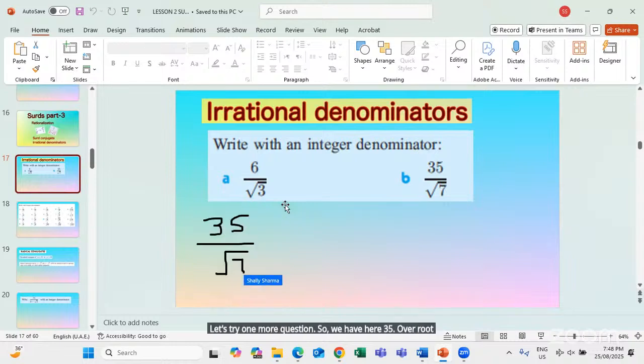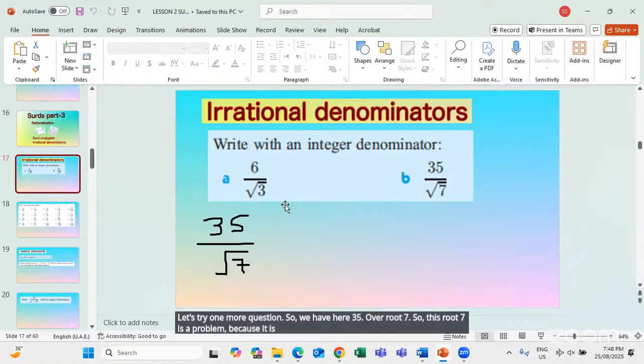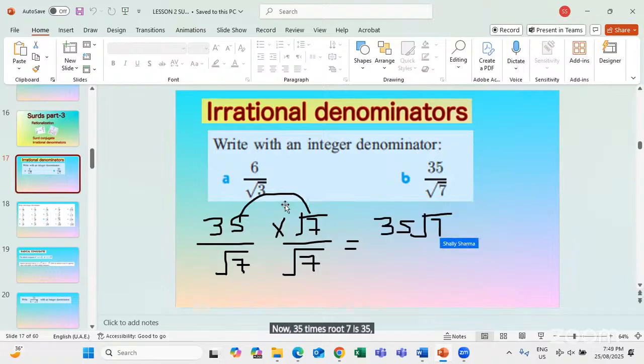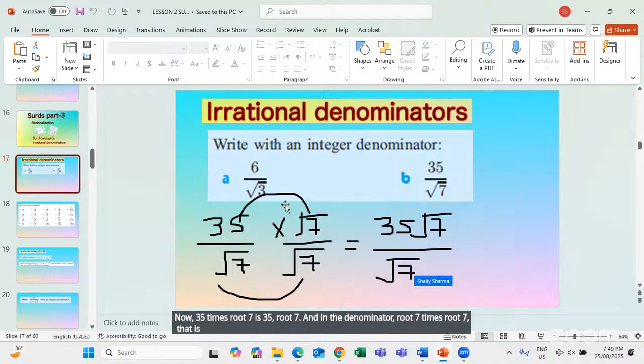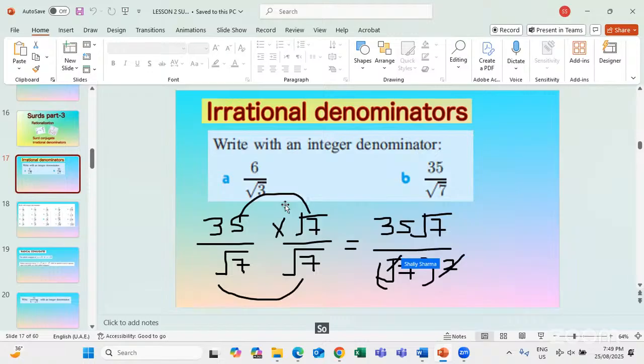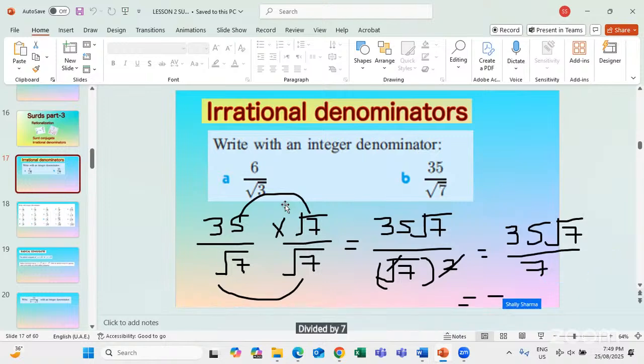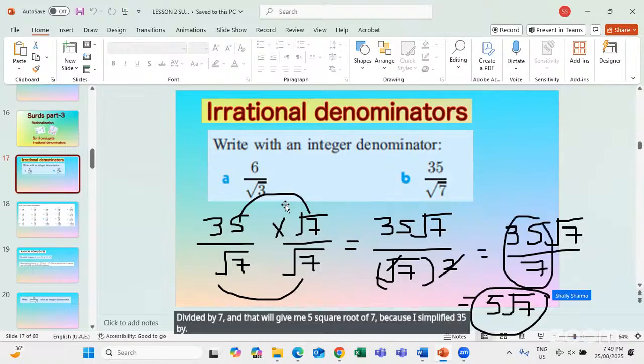So this root 7 is a problem because it is in the denominator and it is not an integer, it is a surd. So what I need to do is multiply by root 7, divide by root 7. Now 35 times root 7 is 35 root 7, and in the denominator root 7 times root 7 is root 7 squared. So square and square root will cancel. So we got 35 square root of 7 divided by 7, and that will give me 5 square root of 7 because I simplified 35 by 7.